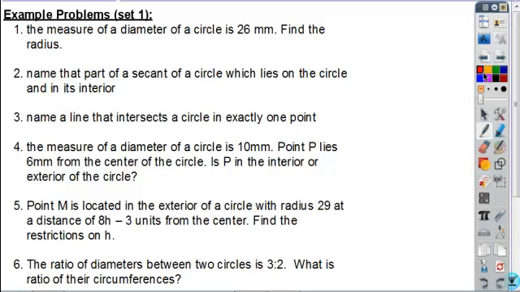Question 1. Right, if the diameter is 26, what does that mean the radius has to be? Half of that, or 13. Good. Okay, what about question 2?